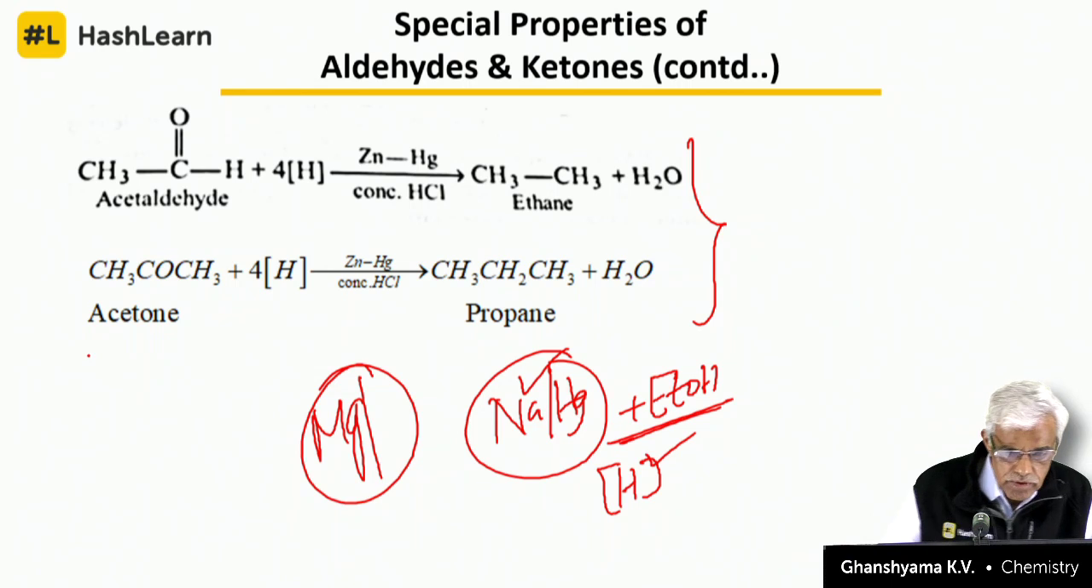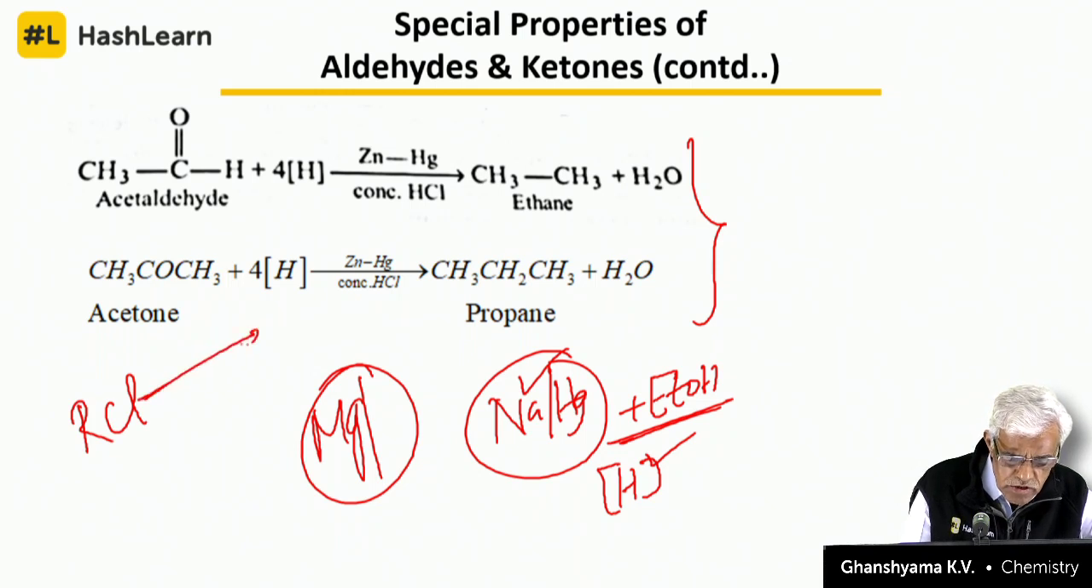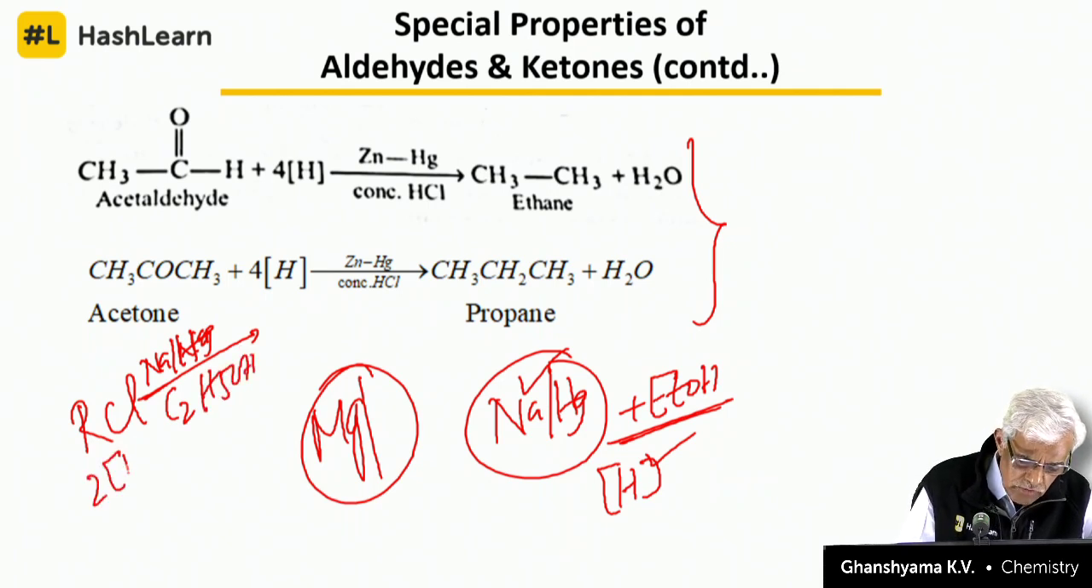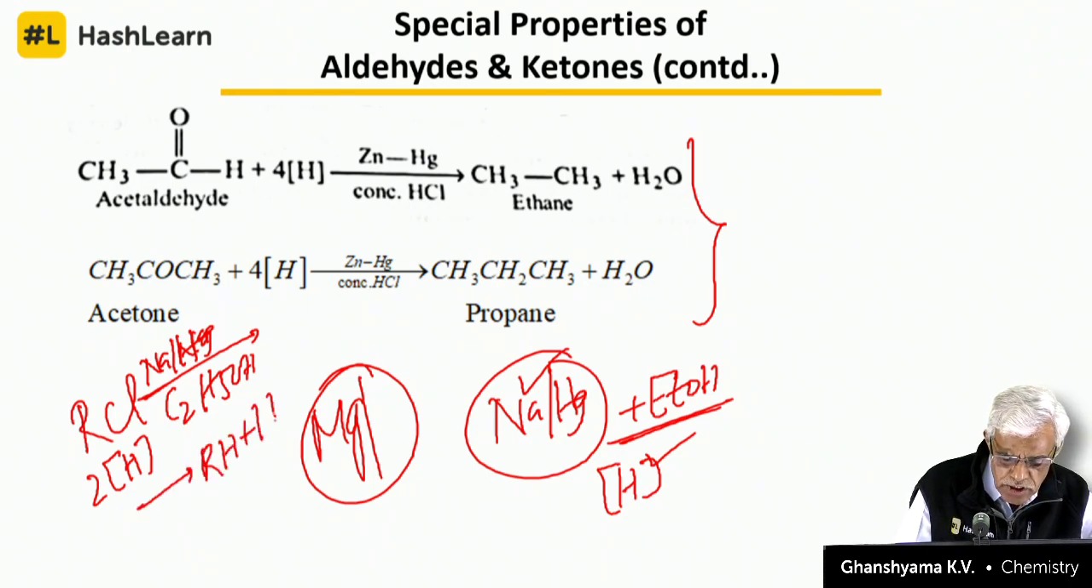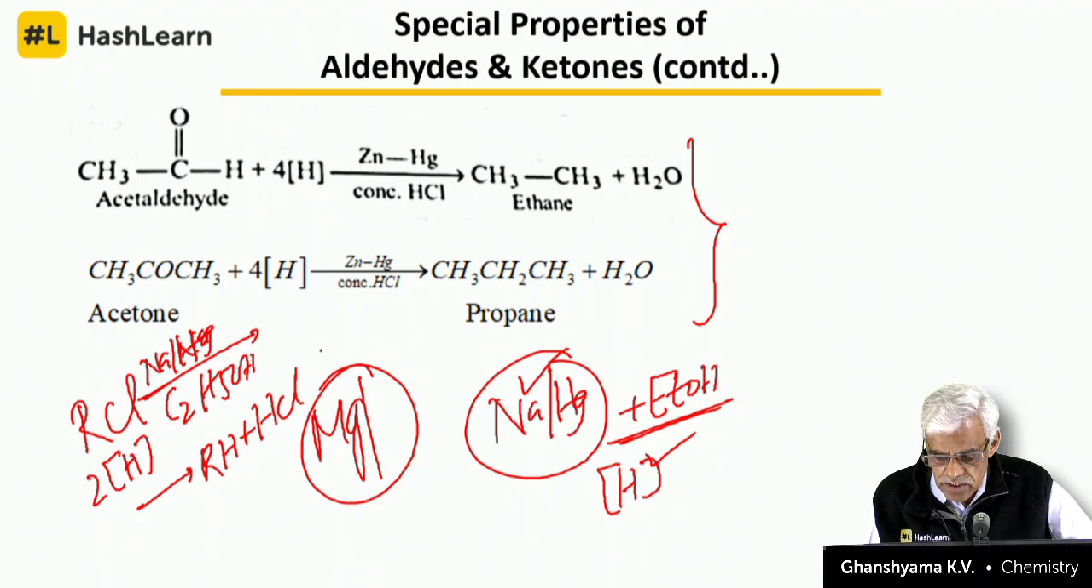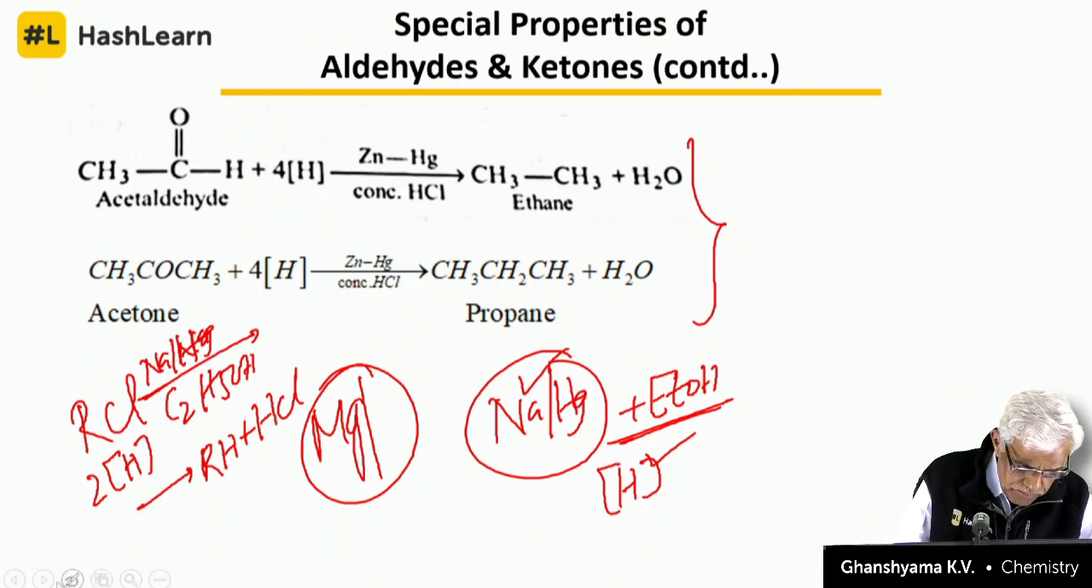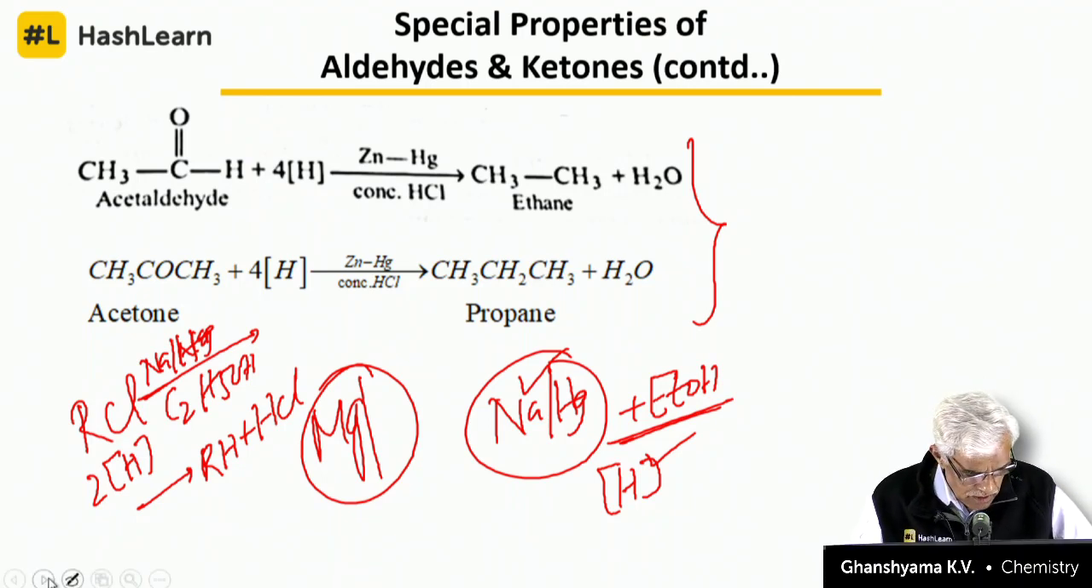See, for example, Akshay, you are hearing me? You take RCl, you treat this with zinc amalgam or sodium amalgam and ethyl alcohol. So, 2H will be utilized, you get RH plus HCl, okay. So, I will come to that.